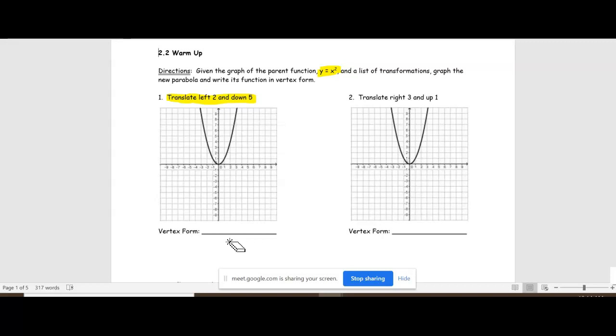Mr. Kubwitz, don't mark Megan absent. We're messaging. She's not able to get on. So okay, thank you for letting me know. Yeah, I had her marked absent. Okay, thank you.